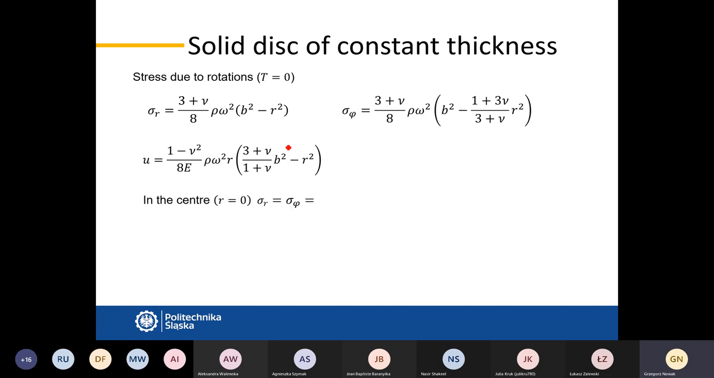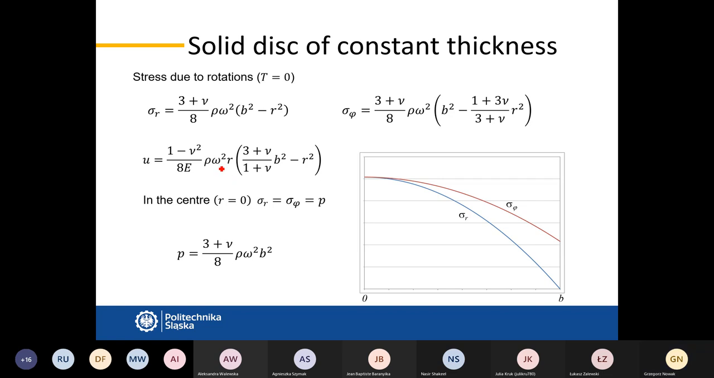In the center, so where r equals zero, sigma r and sigma phi are equal. So this is zero and this is zero. So both stresses are equal and they are equal to (3 plus nu) over 8 rho omega squared b squared. Let's denote it as P. And if we draw it, we'll observe that the stress distribution in such a full solid rotating disk will look like this.